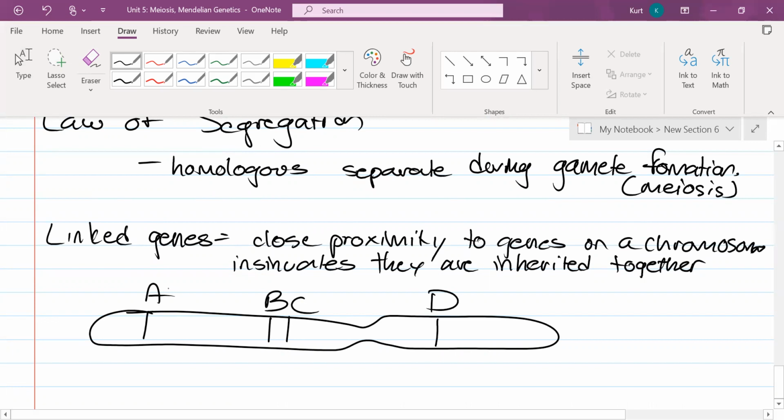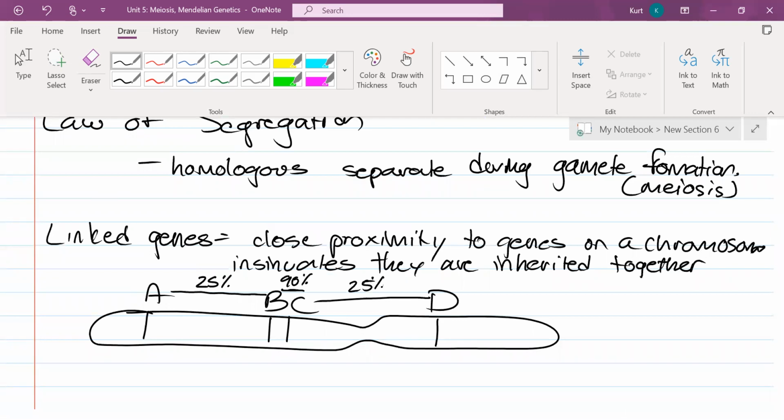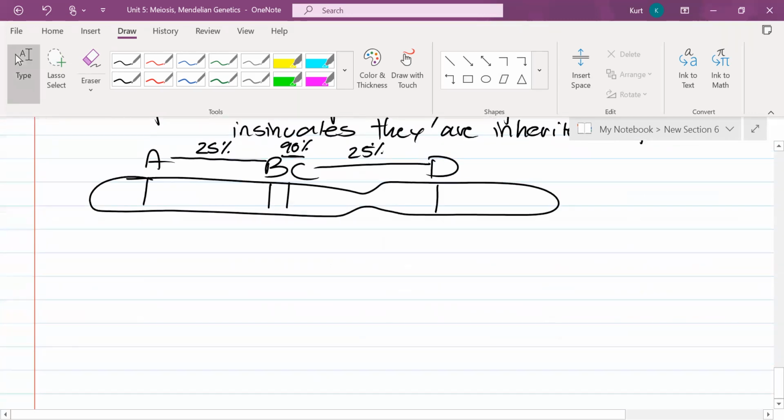We could say that there's maybe like a 25% chance that A and B will be passed on together. There's maybe a 25% chance that C and D will be passed on together, but for B and C, it could be like 90% chance. Now, it doesn't all have to add up to 100. But because B and C are so close, they're likely going to get passed on. That's an example of linked genes.